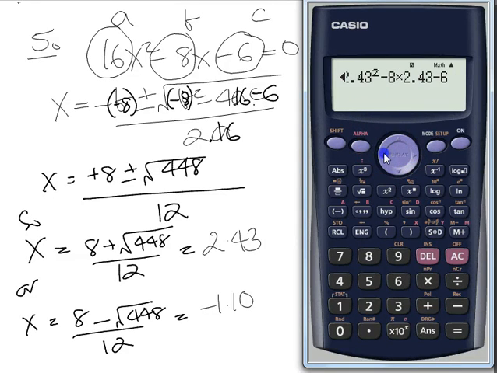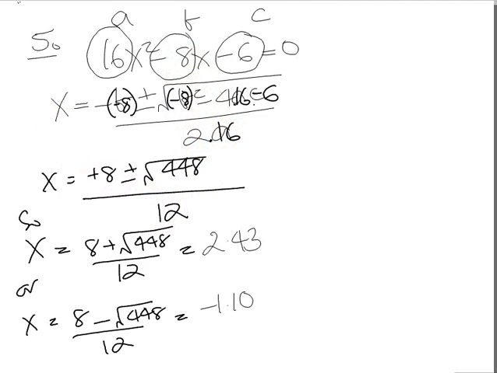What's wrong there then? Because it should be 0, shouldn't it? 16 times 2.43 squared minus 8 times 2.43 minus 6. And that's wrong. Equals. Yeah, it's not 0. So it's a mistake. So what's wrong? Minus b over. Oh, hang on. 2 times 16. So that's not a 12 at all, is it? So that's not a 12. So let's just change that.